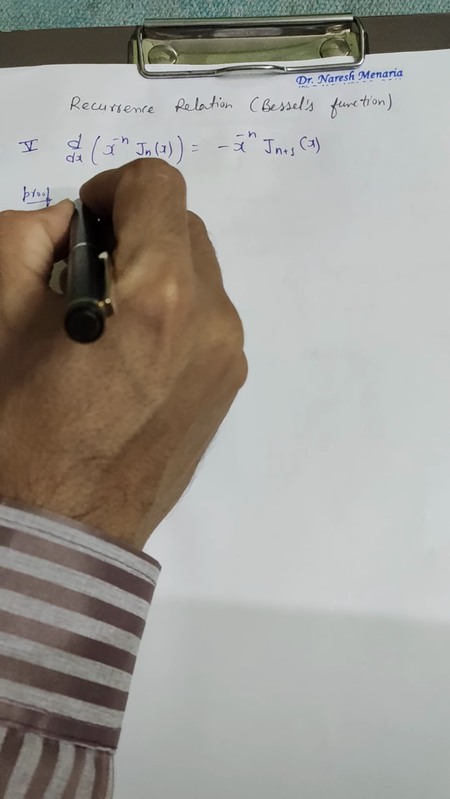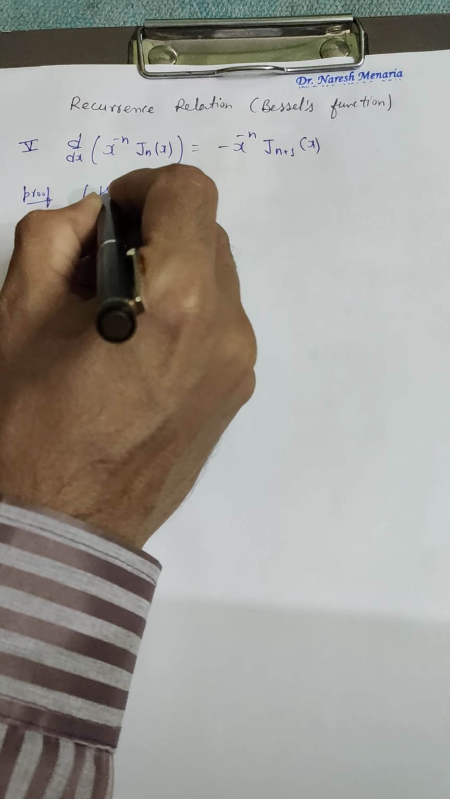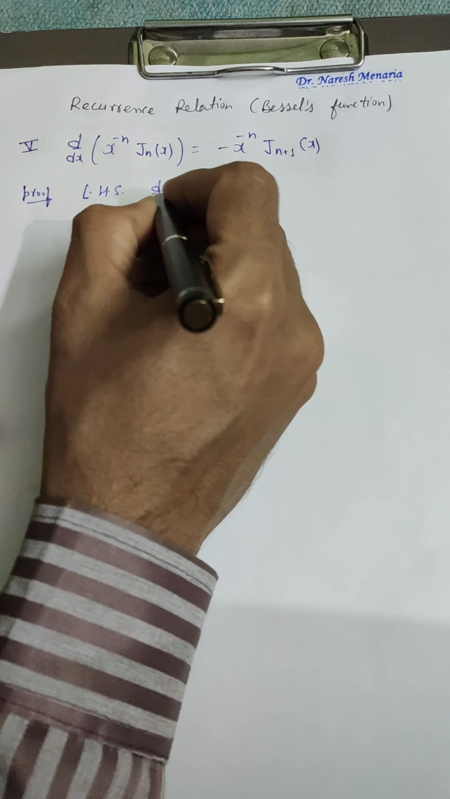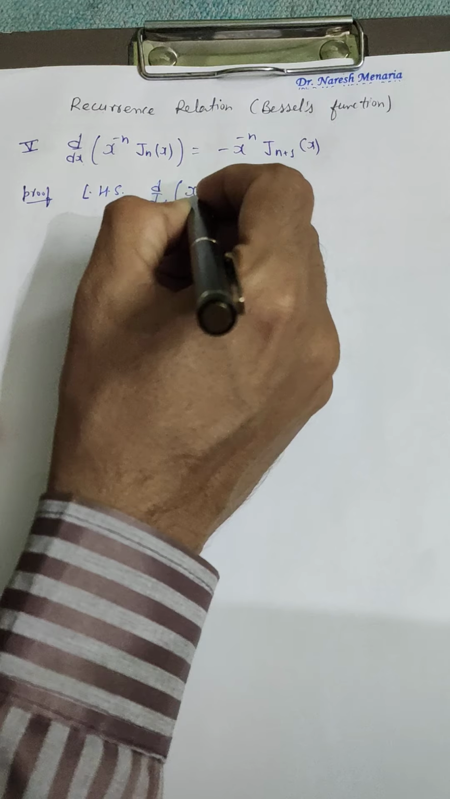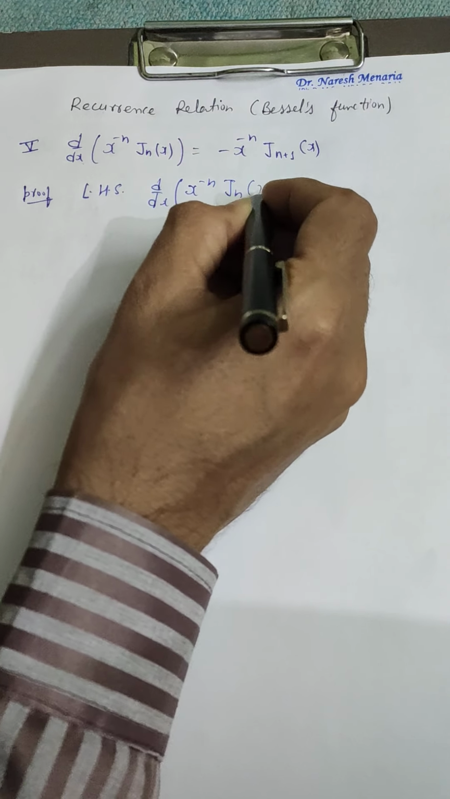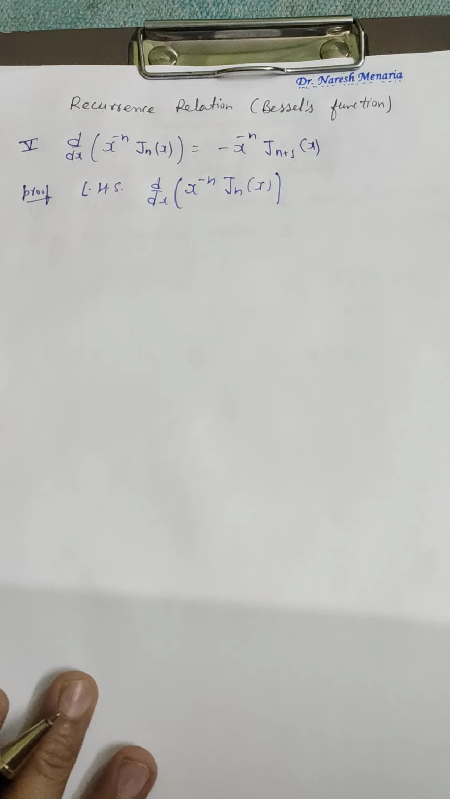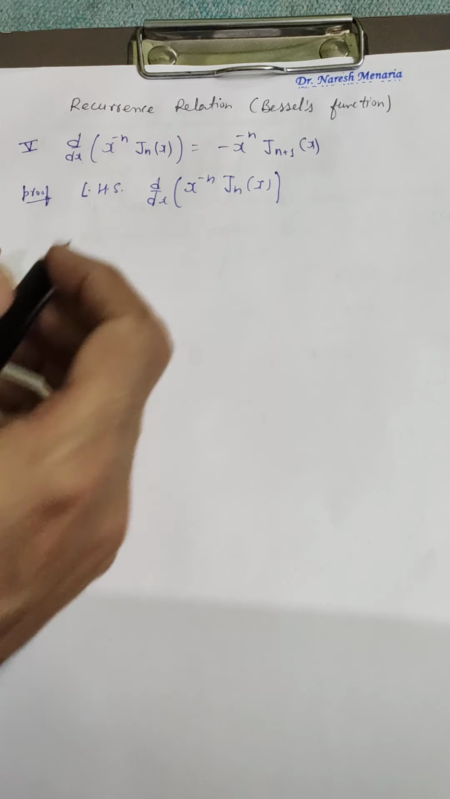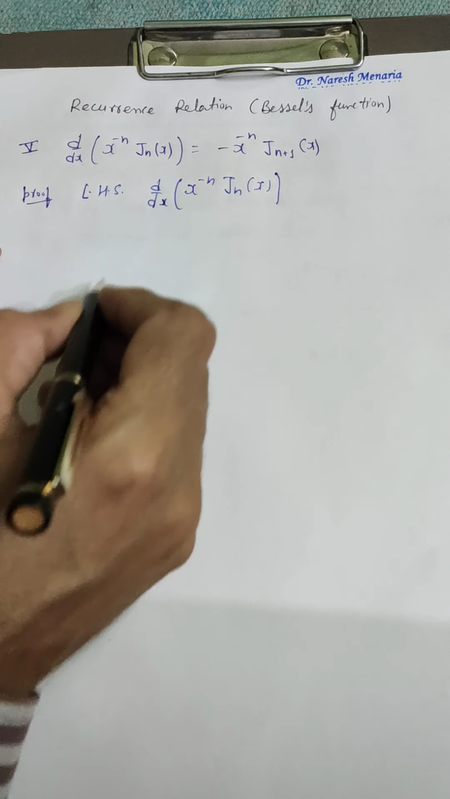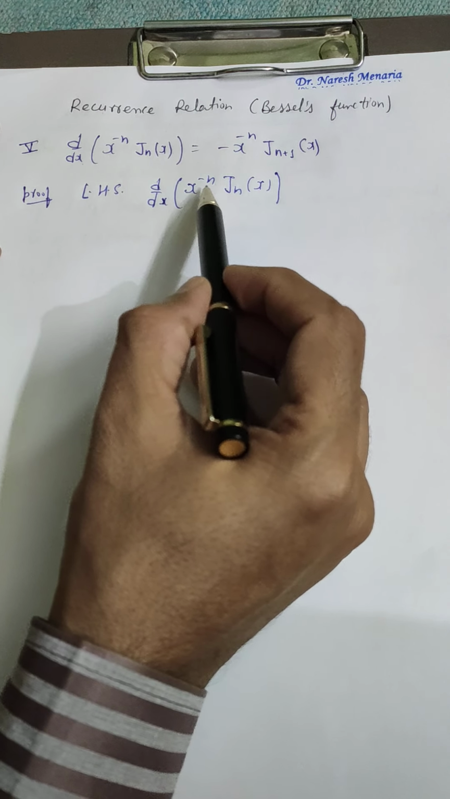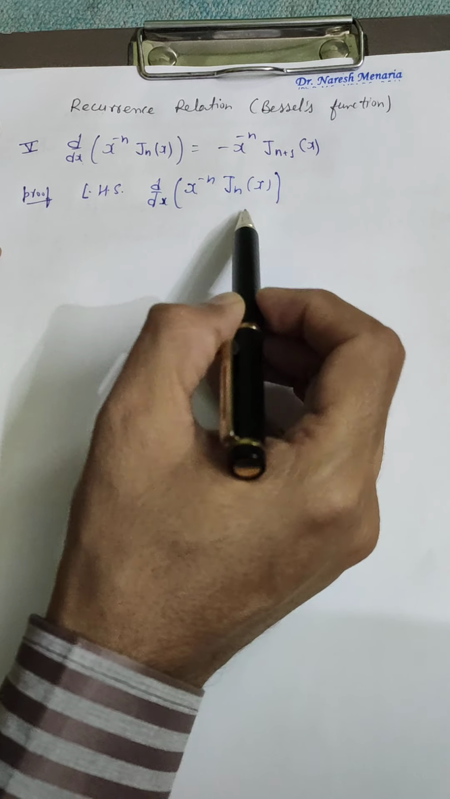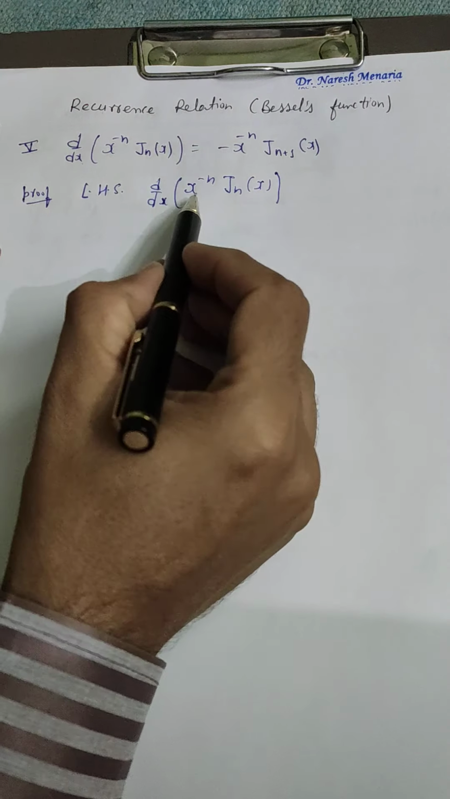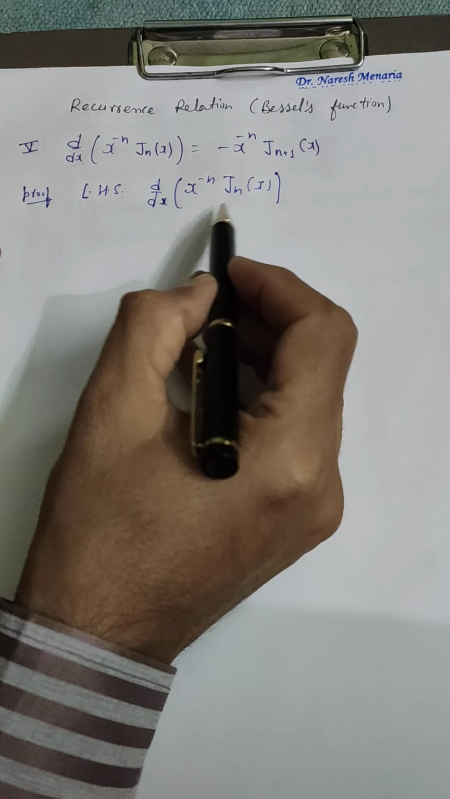First, I take the LHS of the given question. LHS is d by dx of x to the power minus n J_n(x). Just do as the question says. Here it is d by dx. It means we differentiate x to the power minus n and J_n(x). But here we have two functions of x, x to the power minus n and J_n(x), so we differentiate by u into v.